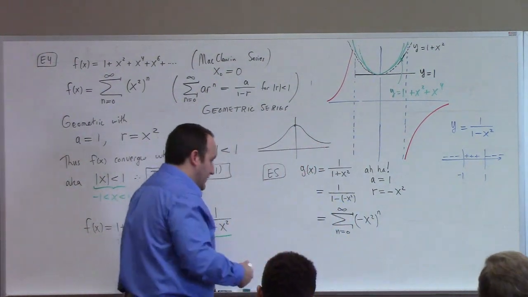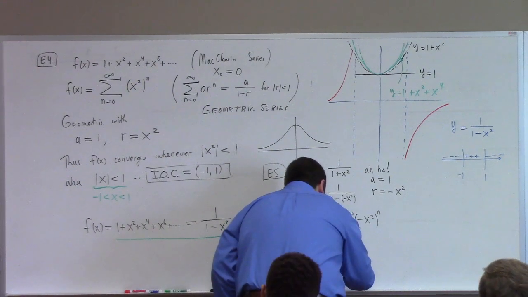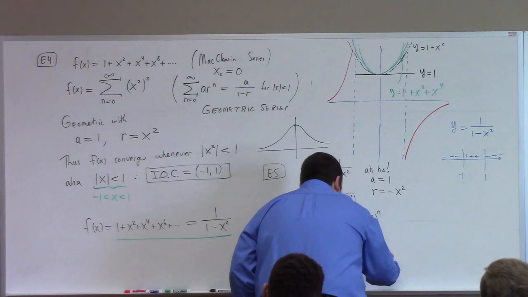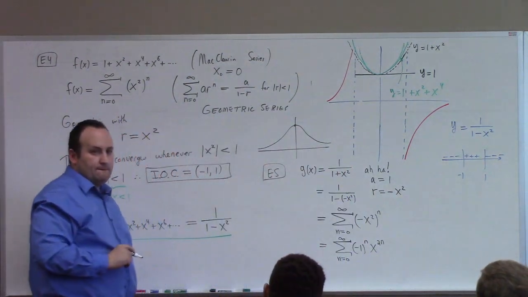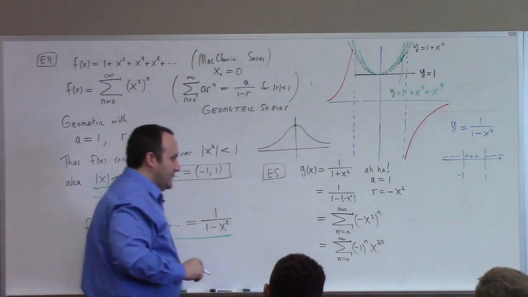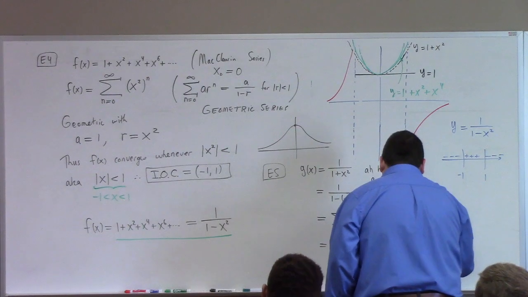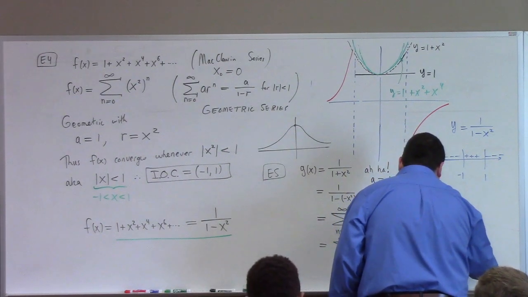Let me just clean it up a bit. This is equal to the sum, n equals 0 to infinity, of minus 1 to the n, x to the 2n. Or if you like, it's very much related to the one we just did. This is 1 minus x squared plus x to the 4th minus x to the 6th plus dot, dot, dot.